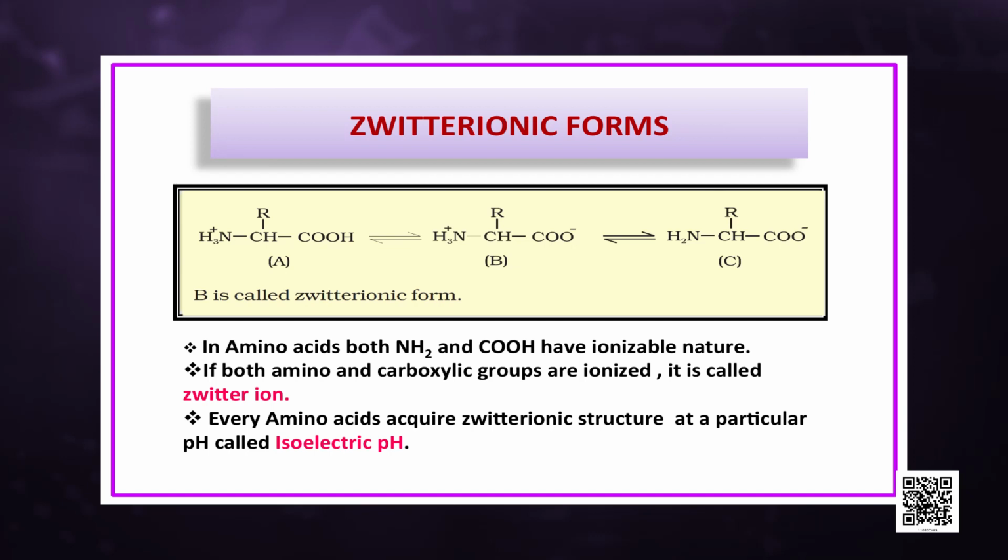Now see diagram B carefully. In this case, both amino group and carboxyl group are present in ionized state, +1 charge due to amino group and -1 charge due to carboxyl group. This structure is called Zwitter ionic structure. Zwitter ions possess both positive and negative electrical charges, but their net charge is 0. Every amino acid acquires Zwitter ion structure at a particular pH called isoelectric pH.